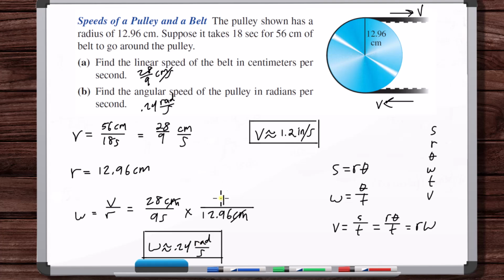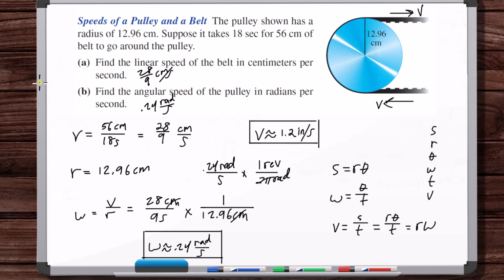So let's see, 0.24 radians per second, and you have one revolution for every 2 pi radians.